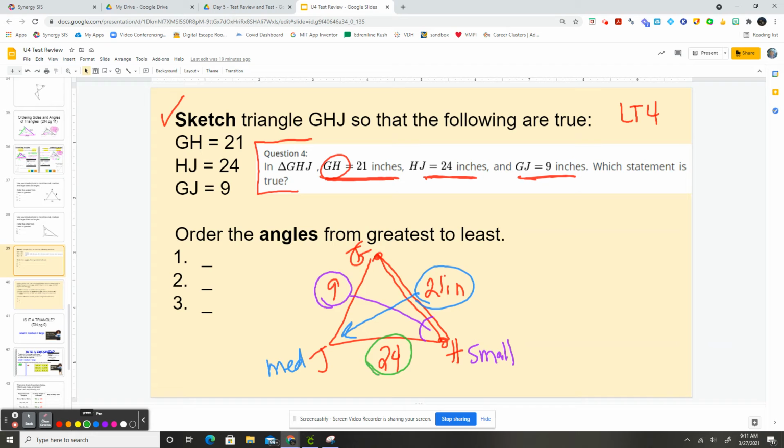And if 24 is the longest side, then G is the largest angle. Small is across from small, medium is across from medium, and large is across from large. You want to go to the opposite side, and you always go through the middle. You just have to draw it out, test it out.